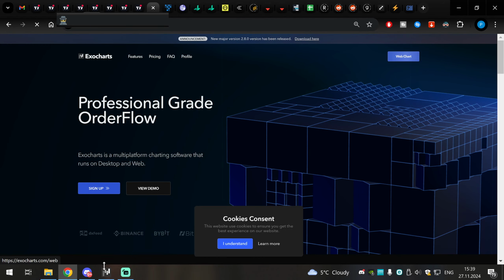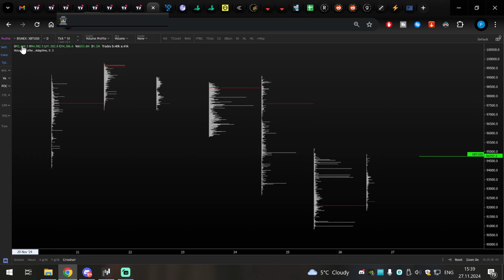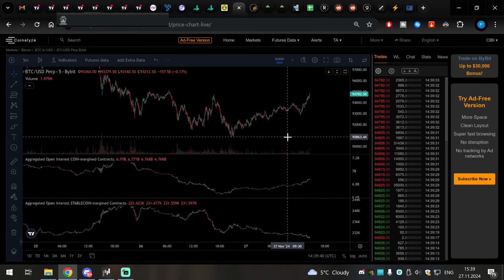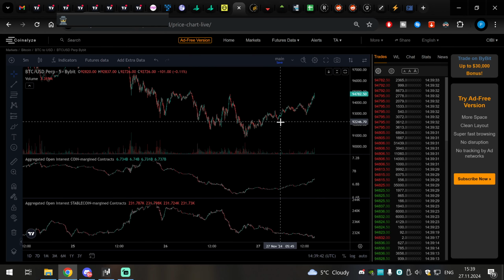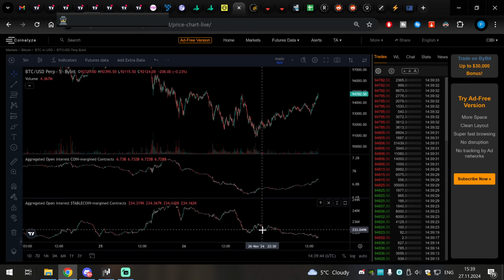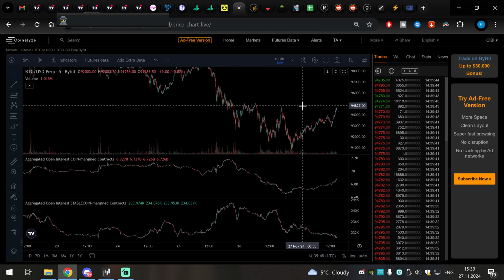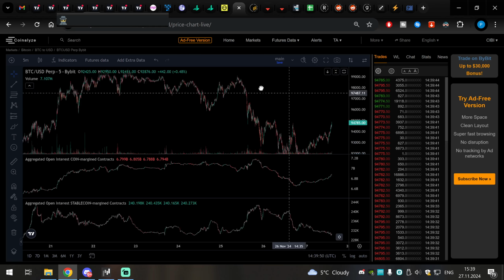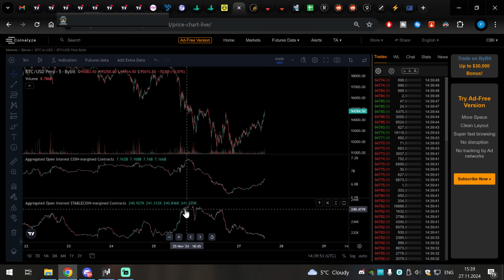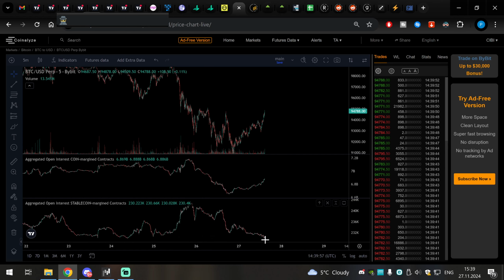Exocharts. How is open interest? Open interest is interesting, by the way. It's going down. And you know why it's going down? Because we've got so many shorts here. They are taking profit. These shorts were, look at that, positioned here. Oh yeah, many of them already took profit.